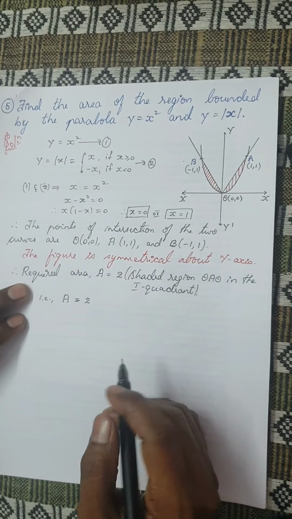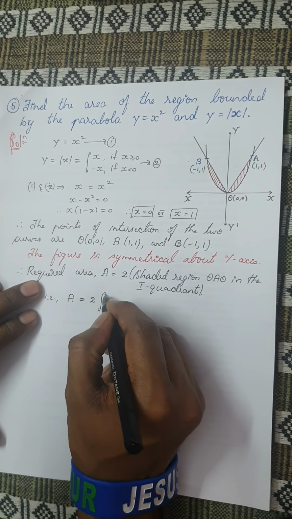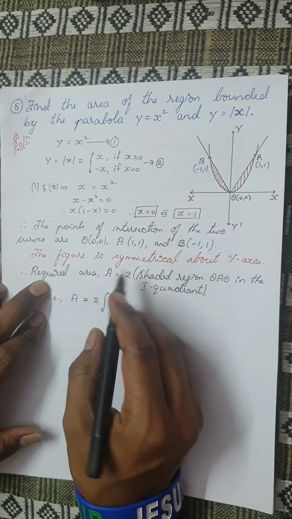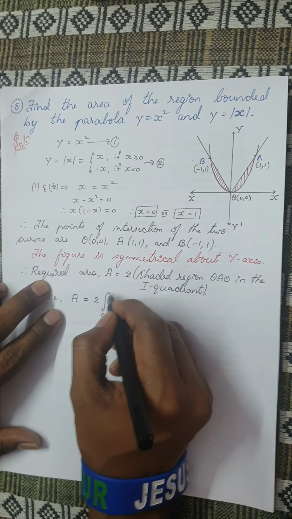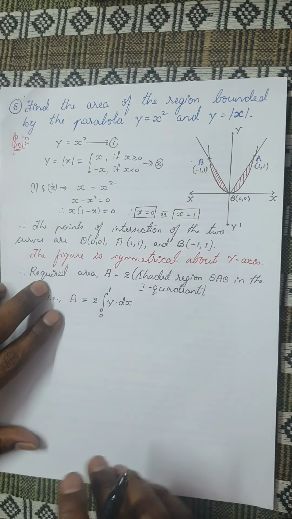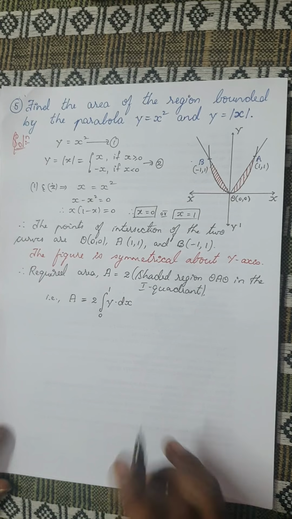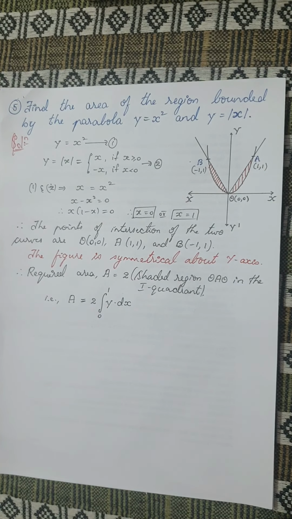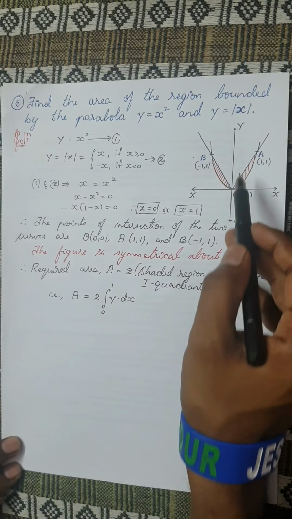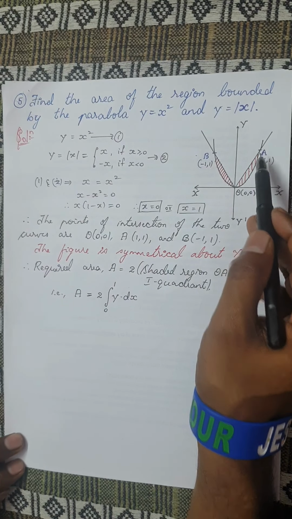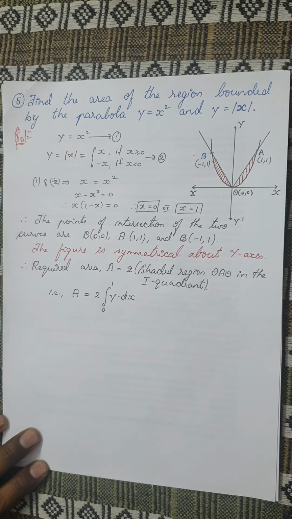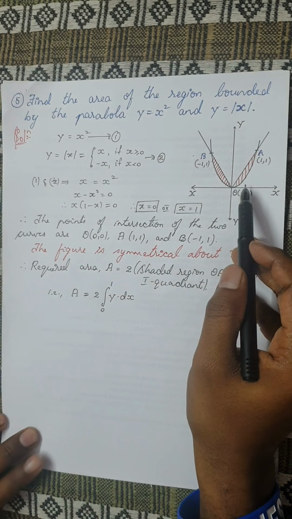Now my question is, I'm going to consider the right hand side part. So I'm going to consider 2 times the integral from 0 to 1 of y dx. Now my question is, what is y? Should I consider y is equal to mod x, or should I consider y is equal to x square? Now remember students, this is a challenging question.